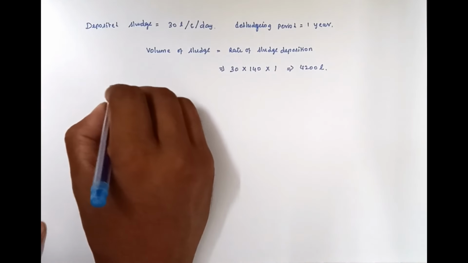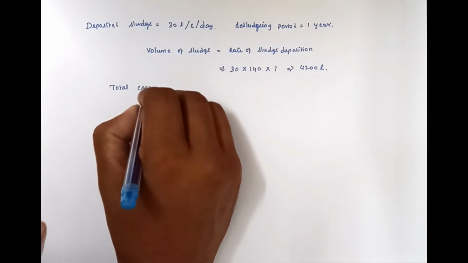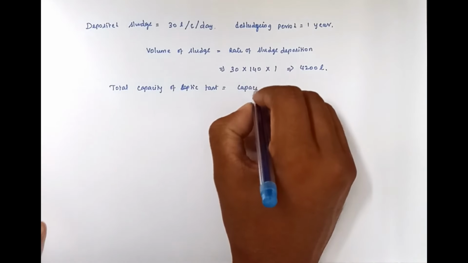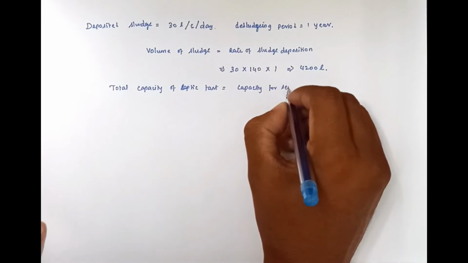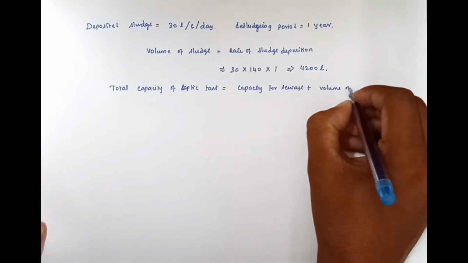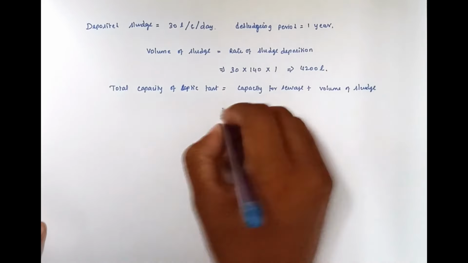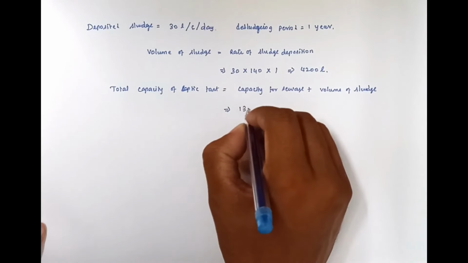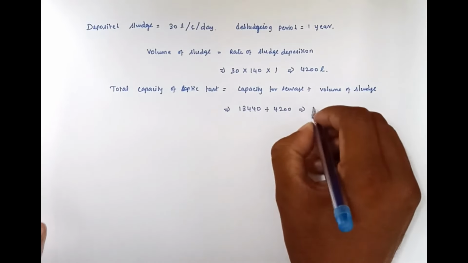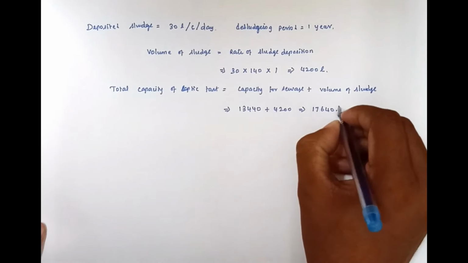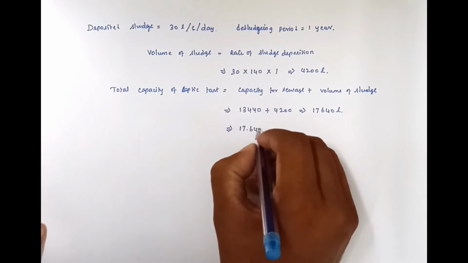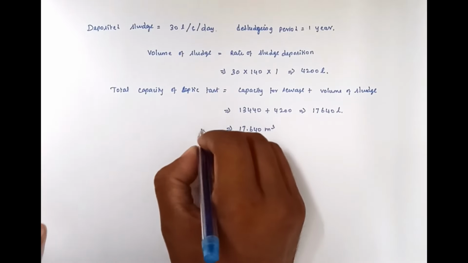Now the total capacity of the septic tank is the capacity for sewage plus the volume of sludge. So the value is 13,440 liters plus 4,200 liters. The total is 17,640 liters. Converting into meter cube, 17.640 meter cubes. This is the total capacity.